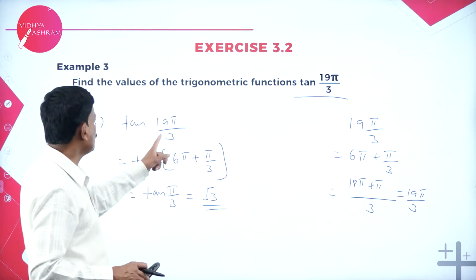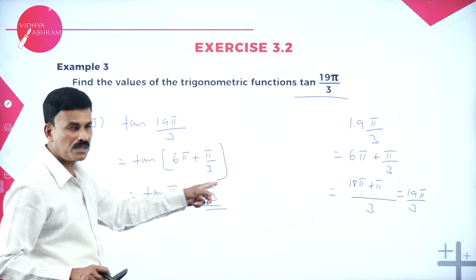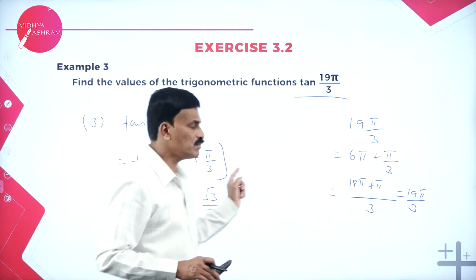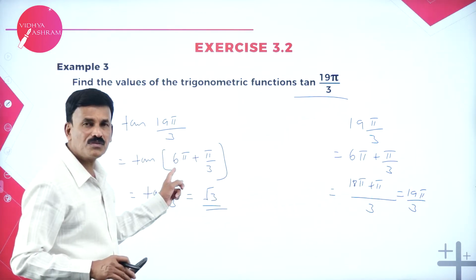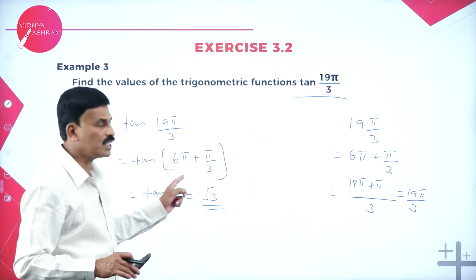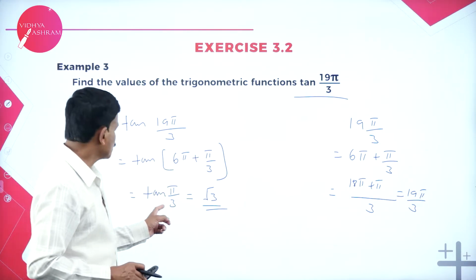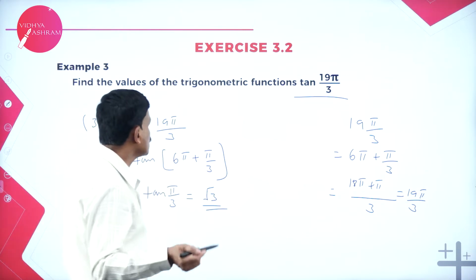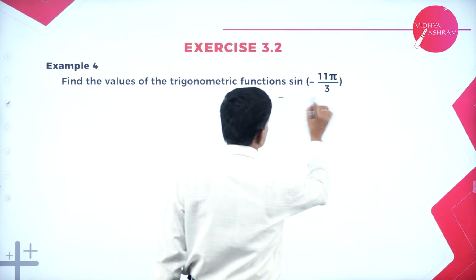Tan of 19 pi by 3 can be written as 6 pi plus pi by 3. If you simplify, 6 3s are 18 plus 1 is 19 pi by 3. Since tan of 6 times 180 plus theta is tan theta, tan pi by 3 is root 3. That's it. Okay. Now, let us come to the next problem.